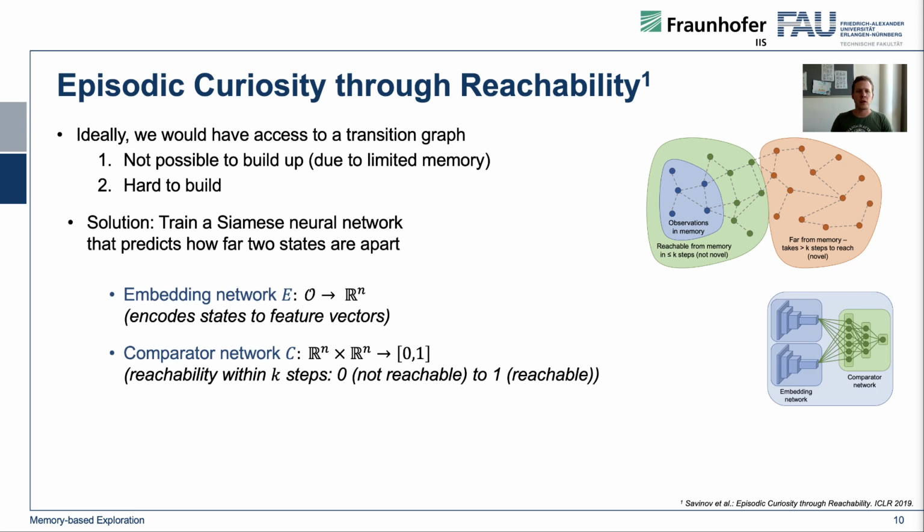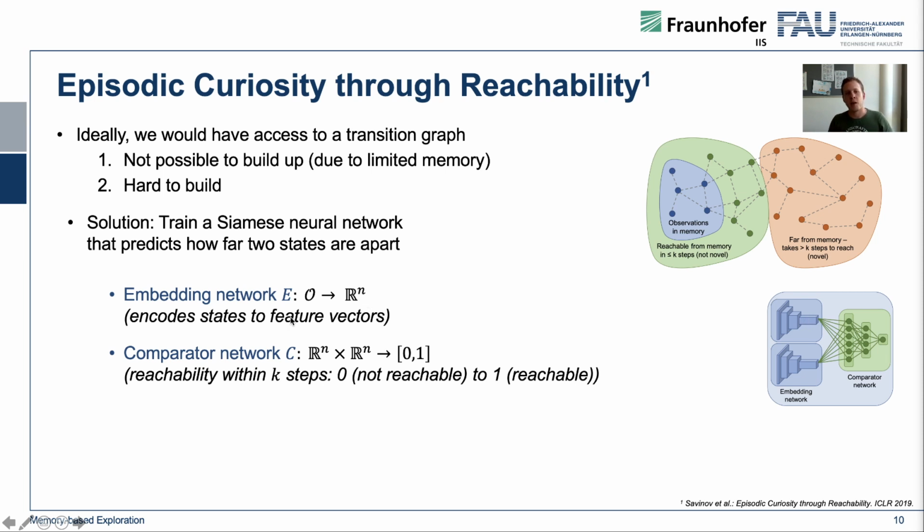Episodic curiosity builds on top of two networks. The one network is an embedding network. The job of the embedding network is to encode states to feature vectors, because we have high dimensional states. We cannot just store them. We cannot directly work on high dimensional states. We need to encode them into feature vectors. This is what we did all the time already. So we just reduce them to a set of features that describe the state.